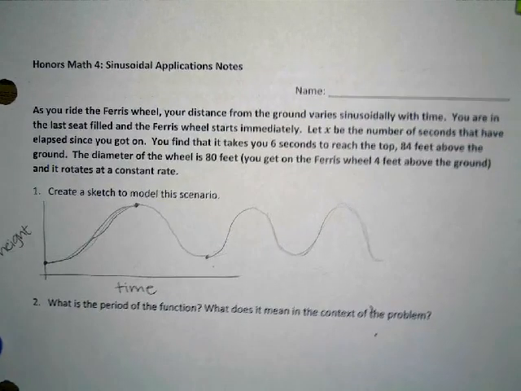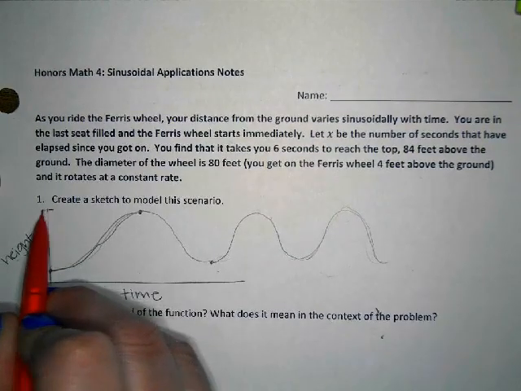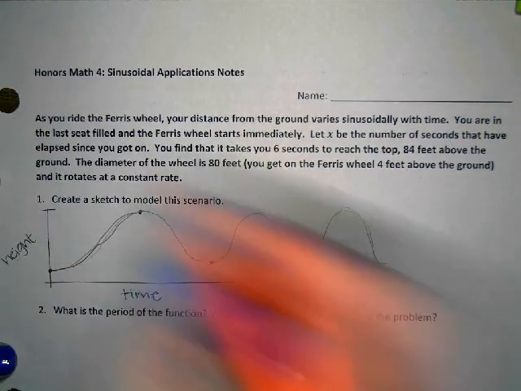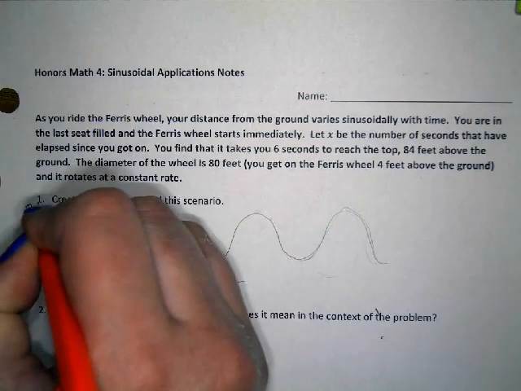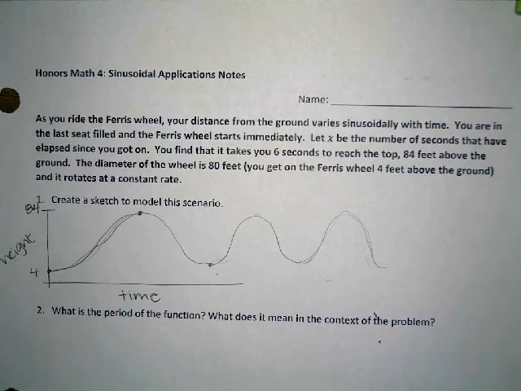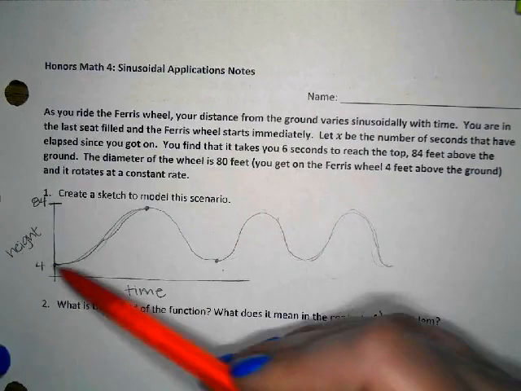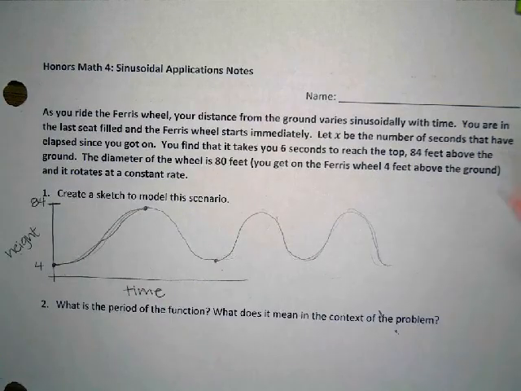Okay. So if we look at the information they gave us, they say that the very top, the very highest height that you go is 84 feet. The very lowest height that you're at is 4 feet, which makes sense because they say that the diameter of the wheel is 80 feet. Does that make sense? So the very lowest is 4, the very highest is 84.